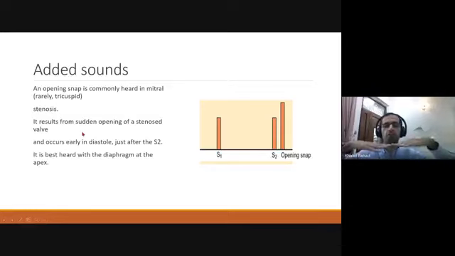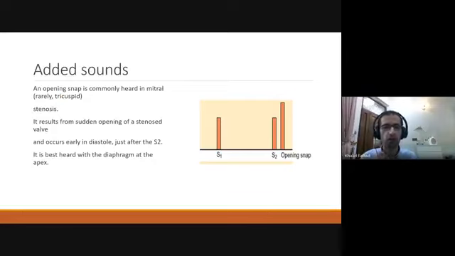For example, in a patient with aortic stenosis, the valve is already stiffened. So during systole, when the pressure in the left ventricle exceeds the pressure in the aorta, the valve will open. And as a result of the stenosis of this valve, once the valve is open, it is usually heard after the opening of the valve. Okay, the common example of the opening snap is the opening of the stenosed mitral valve.